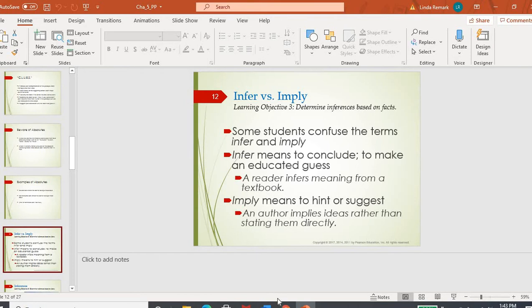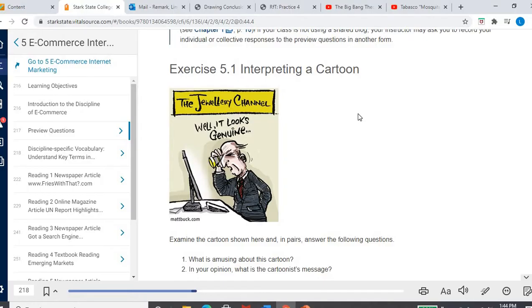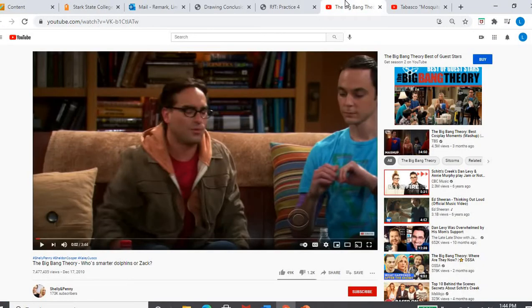So I always show this clip in my face-to-face classes, and I thought, you know what, I'm going to go ahead and show it to you guys. It's only a couple of minutes. I use this to kind of demonstrate the difference between imply and infer. And this is a clip from The Big Bang Theory. It's been off the air for a couple of years now, but I still think it's kind of a fun little way to demonstrate knowing what imply is versus infer is. So I'm going to go ahead and play it for you.